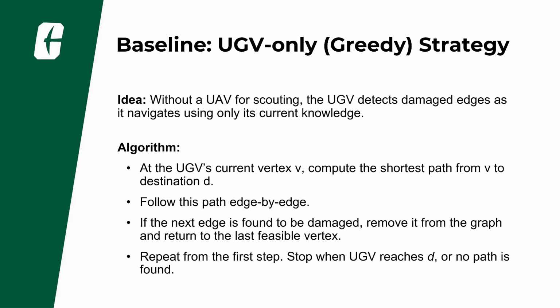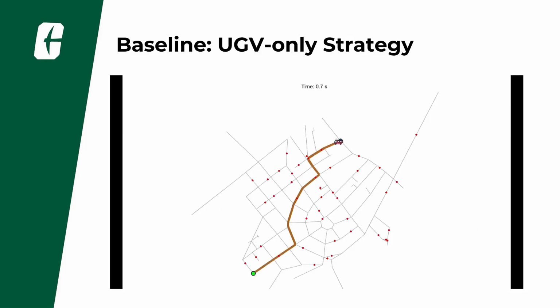The second baseline is the UGV-only greedy strategy. In this case, we do not use UAV scouting. The UGV repeatedly computes the shortest path using its current knowledge. If it encounters a damaged edge, that edge is removed from the graph and the UGV returns to the last vertex and then replans. This is the animation of the UGV-only strategy.